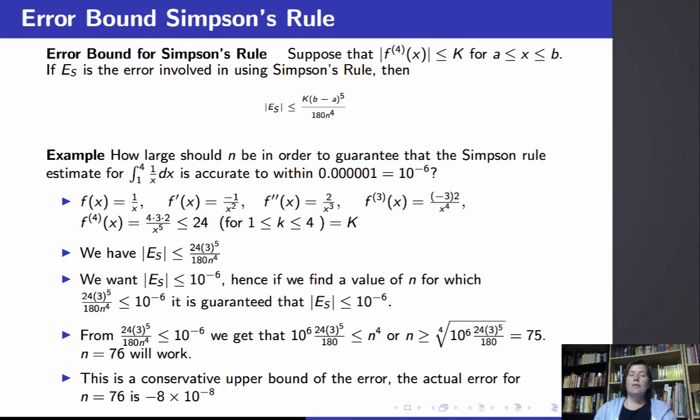Notice this n is considerably smaller than the one we figured out previously for the midpoint rule using the same upper bound for our error. This is also a conservative upper bound for the error. The actual error for n equals 76 is minus 8 times 10 to the minus 8. However, if we're estimating, we don't really know what the actual value of our integral is, so we're not going to know what the actual error is.